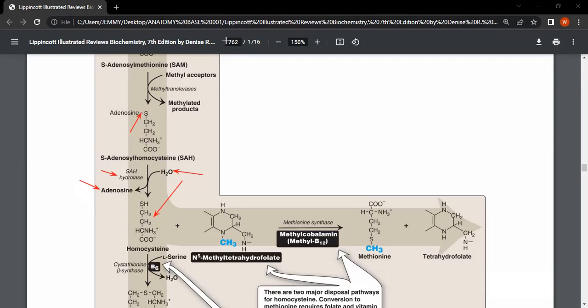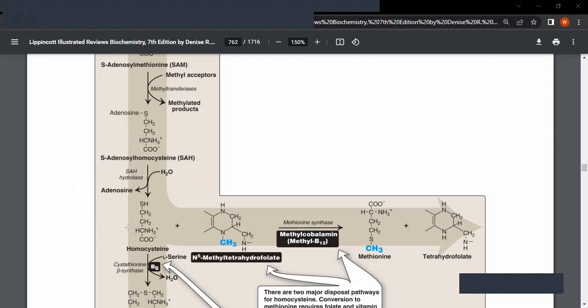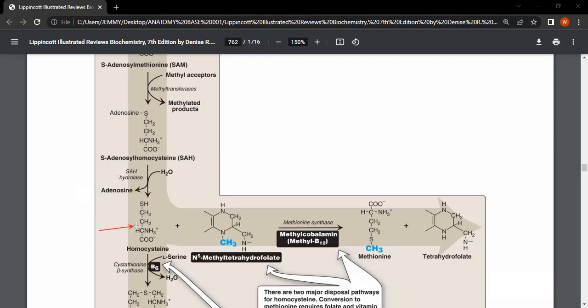So now we have formed homocysteine after the removal of the adenosine group. What next?